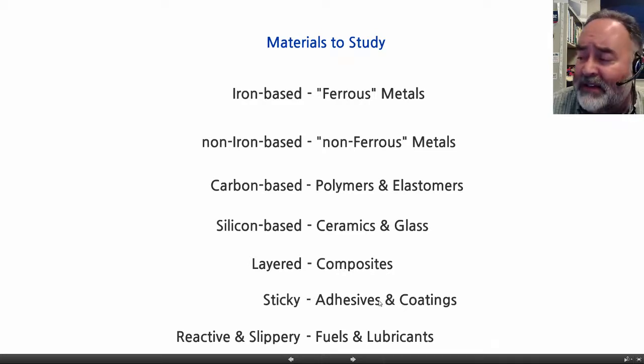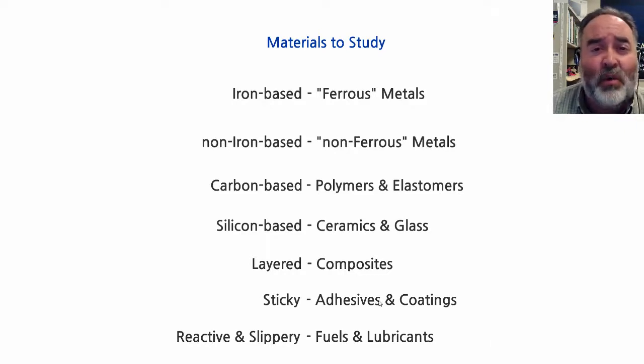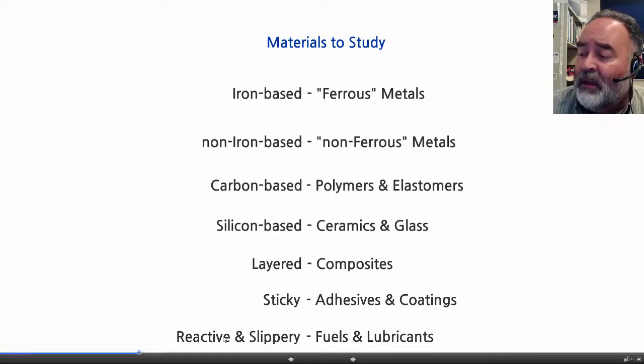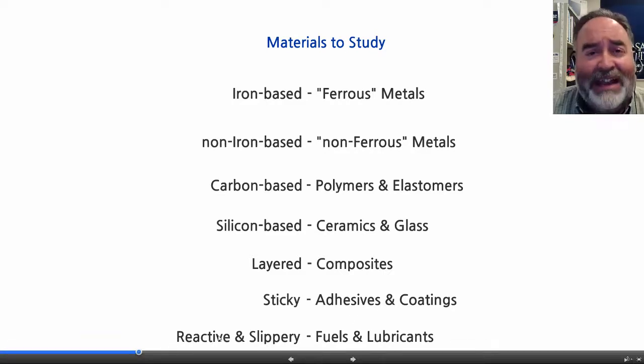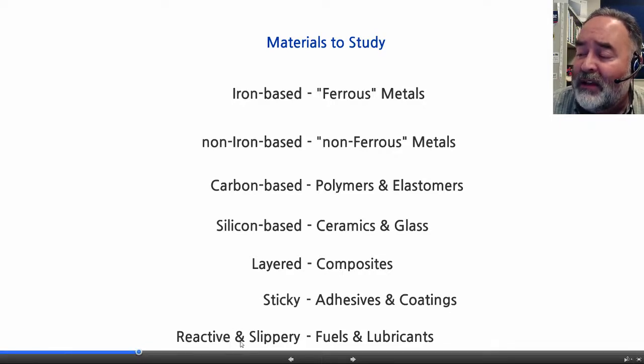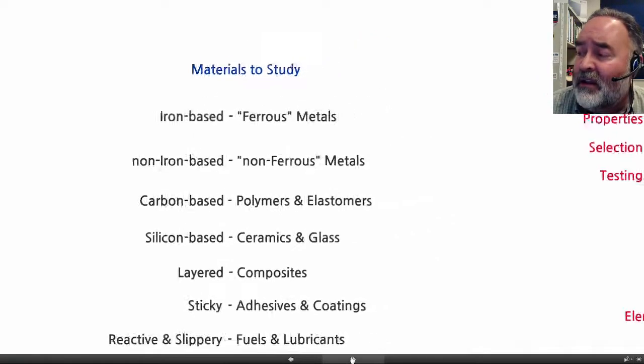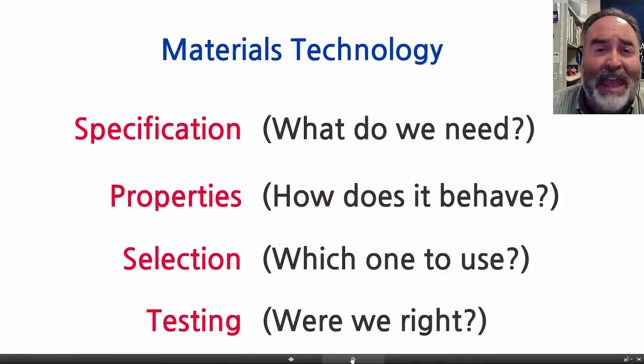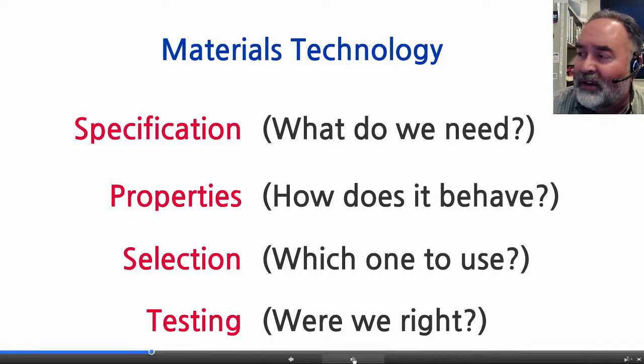Obviously, when it comes to adhesives, you'd like the glue to stick to the things you're gluing together. And when you put paint on a wall, you want the paint to stick to the wall. You don't want it to fall down by gravity and be a puddle on the floor. And then we have specific materials that are reactive and slippery. We'll find out why you need reactivity and why they should be slippery. And those are called fuels and lubricants. So those are the things we'll be studying once we get past the mechanical properties of compression and tension and all those things.